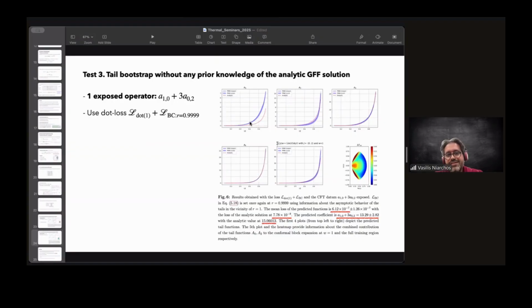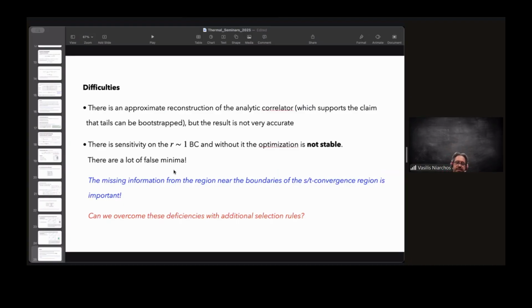If we repeat the same exercise with one exposed operator, again this particular combination, you see we get similar results. And here you can also compare the numbers. In this way we get 13.29 plus or minus 2.82 versus 15.06. So it's ballpark correct, but because of this difficulty, it's not really recovering all the tails. This is the difficulty you have to deal with. There is an approximate reconstruction of the analytic correlator.